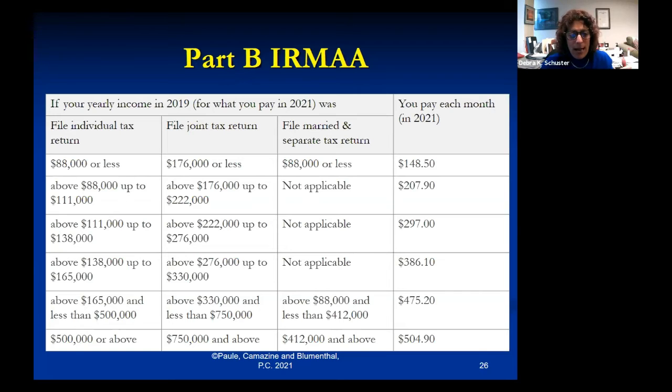Then there are income brackets. So if you're an individual and you receive between $88,000 and up to $111,000 a year, and then you can read if you're filing jointly or filed married and file separate tax returns, your Medicare Part B premium will increase to $207.90. From $111,000 to $138,000, or if you file jointly, $222,000 to $276,000, your Medicare Part B premium will be $297 per month, and so forth.